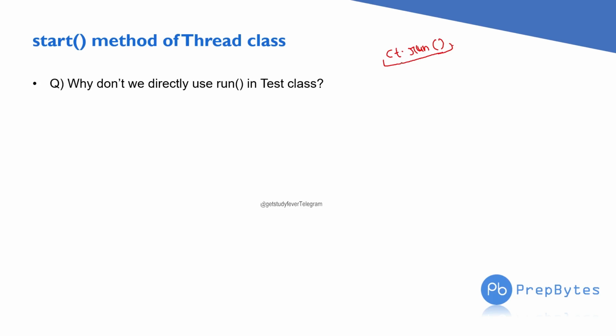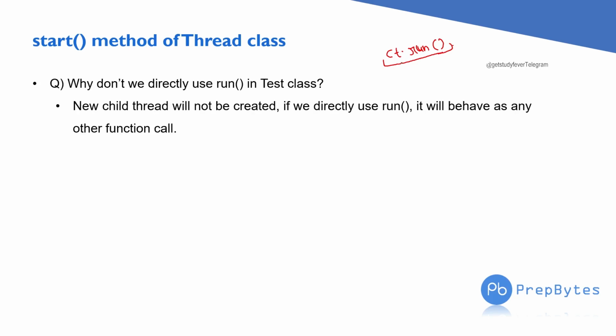The answer is very simple. A new child thread will not be created if we directly use run. It will behave as any other function call. So what is the meaning of this line? The meaning is actually very simple. The main thread is executing, correct? Whenever the start method is called, a new thread, a child thread, is created, and the main thread continues to execute. Am I correct? So whenever the start method is called, a child thread is created. This is an important line.